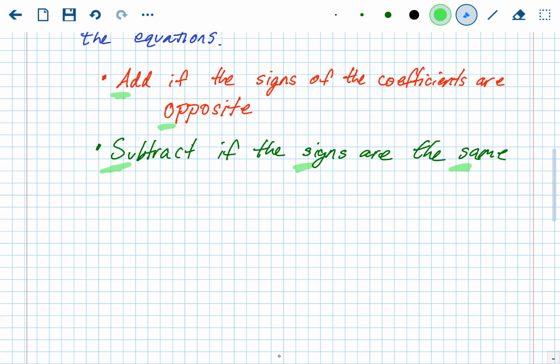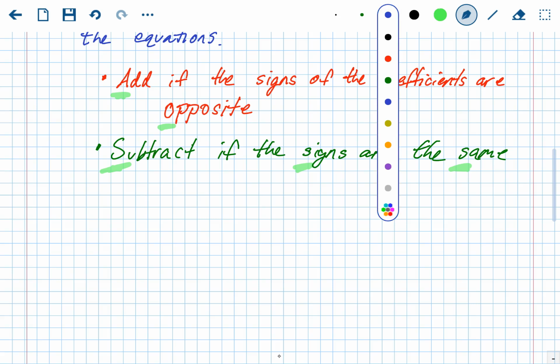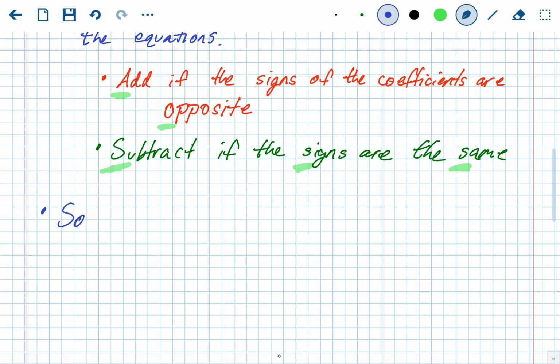And you're just going to do that top to bottom. So you do the top equation plus or minus the bottom equation. At this point, you're going to have one equation with one variable, and you solve that equation. So you solve for the remaining variable. After this step, you're going to know x or you're going to know y. You're going to know one of the variables.